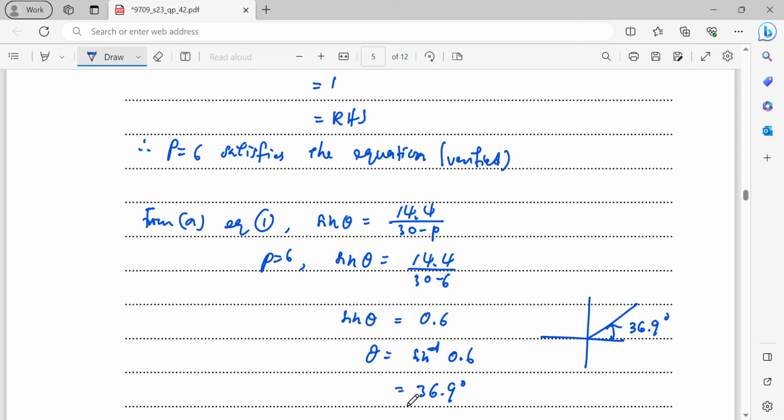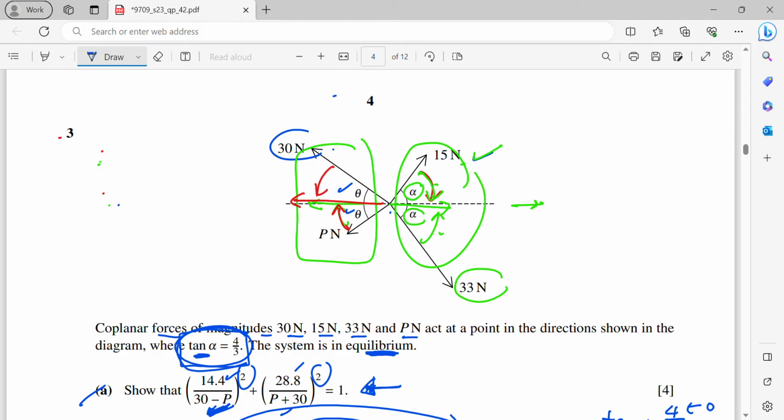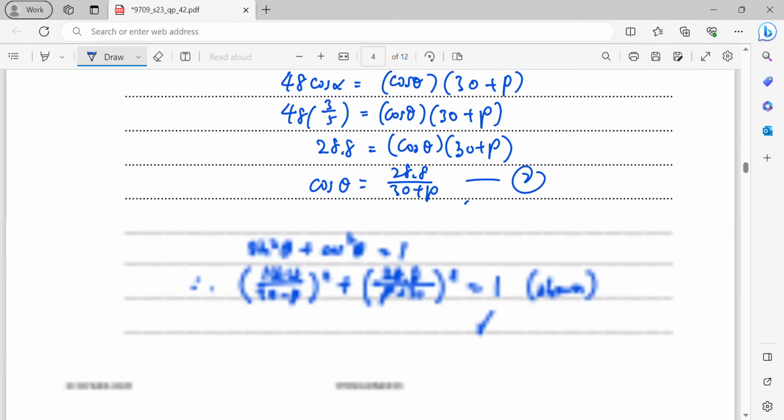Here we only choose one value because of the diagram. Obviously your theta is an acute angle.